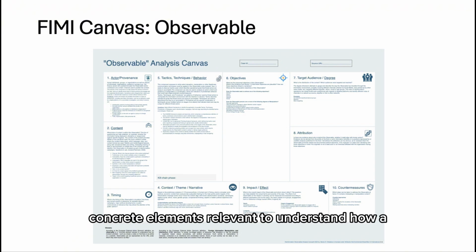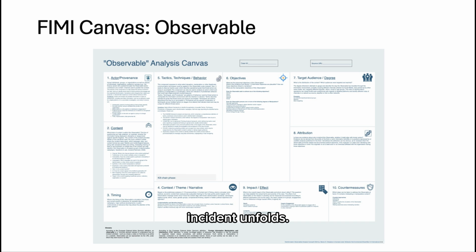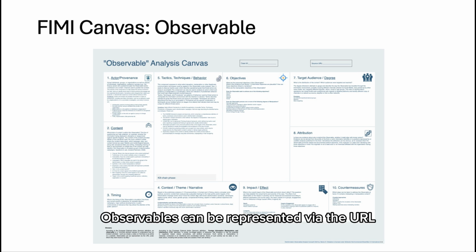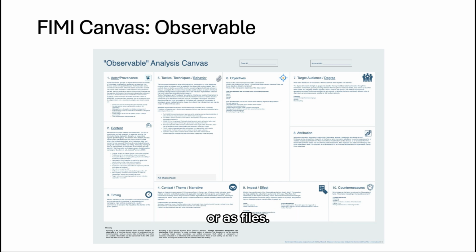The first canvas is designed to help in the analysis and documentation of information about observables, namely concrete elements relevant to understand how a disinformation incident unfolds. Observables can be messages, articles, memes, images, or videos posted on social media that may carry disinformation content. Observables can be represented via the URL under which they were found or as files.